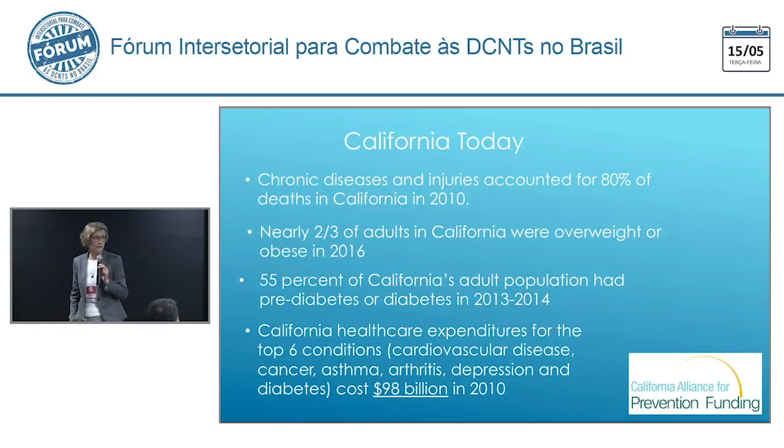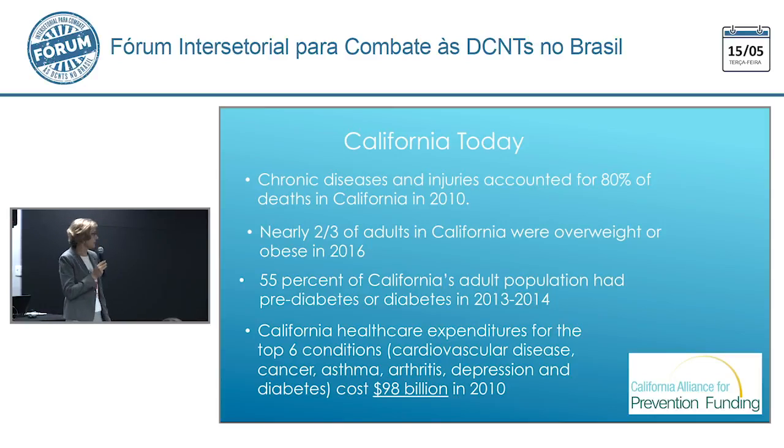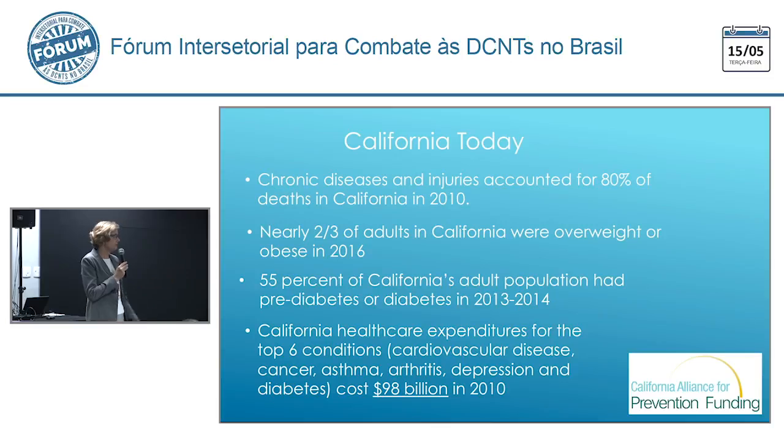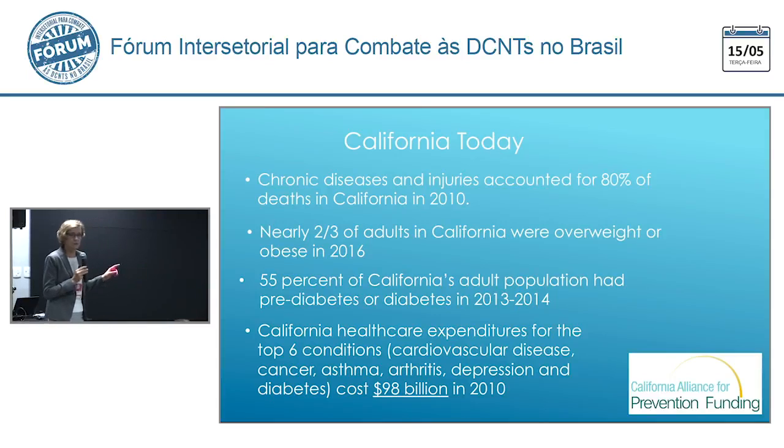So this is California today. Chronic diseases and injuries account for 80% of deaths in California. Nearly 2/3 of adults in California are overweight or obese. 55% of our adult population have prediabetes or diabetes. And expenditures for health care for the top 6 conditions, which are cardiovascular disease, cancer, asthma, arthritis, depression, and diabetes, cost $98 billion in 2010. So I've started with this background because this background is the why for what we're doing.